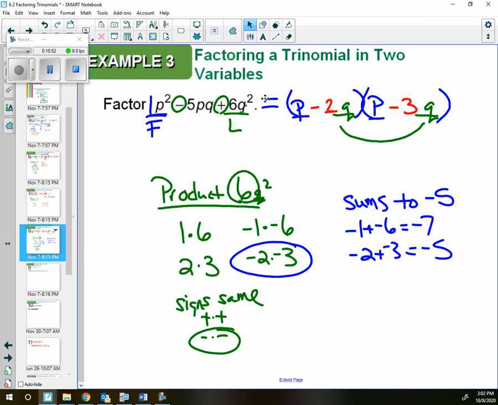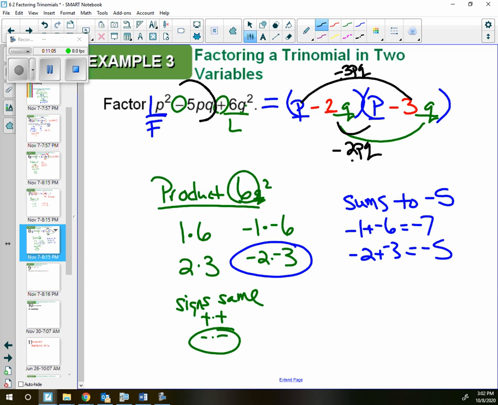So when I think about doing FOIL, let's check our outsides. That would be -3pq. Inside's -2pq, which adds up to our -5pq. So with the extra letter, it kind of stresses people out, but really it's exactly the same process. You just have a variable in the first positions and in the last positions. What you do with the numbers is exactly the same.